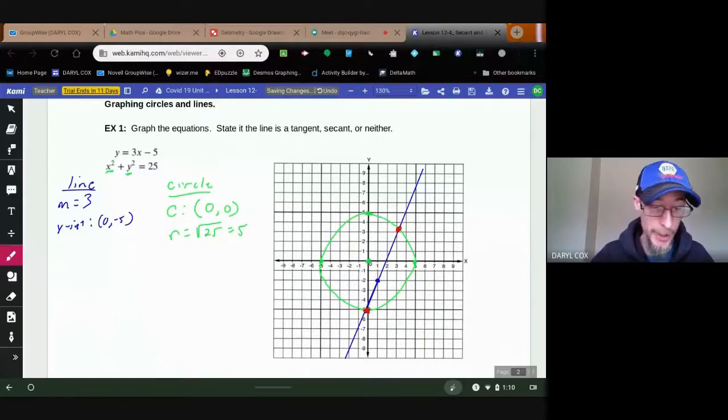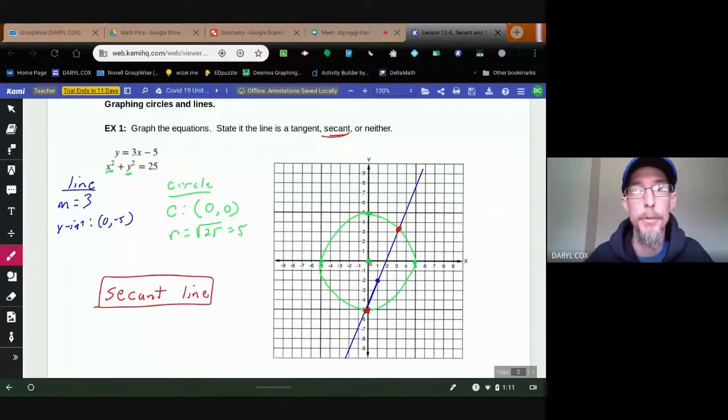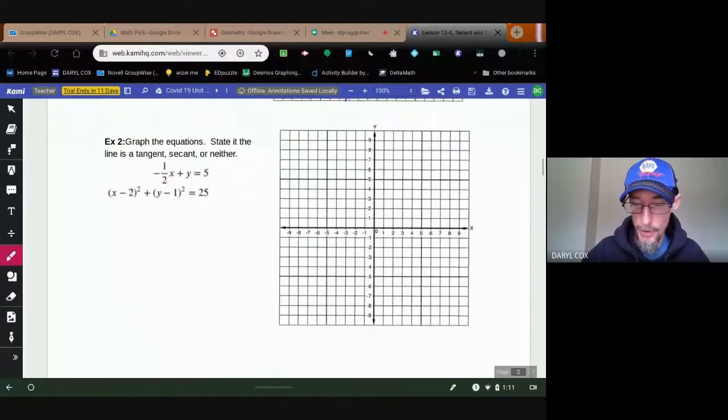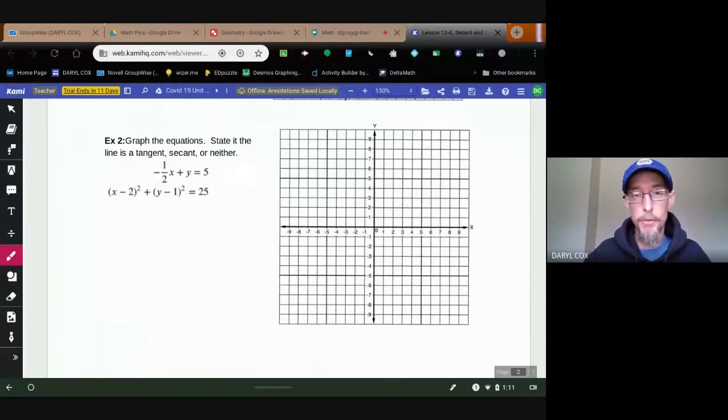That's why graphing isn't always the best thing to do. But I can look at this and tell you that this blue line went through the circle 2 times. So since it goes through the circle 2 times, I know that it's a secant line. And there we go. Simple as that. So answering these questions with the graph is as easy as graph a line, graph a circle, answer the question. Let's look at another, okay? In fact, you try this one. Sketch a graph of it and tell me, is it a tangent line, secant line, or neither?